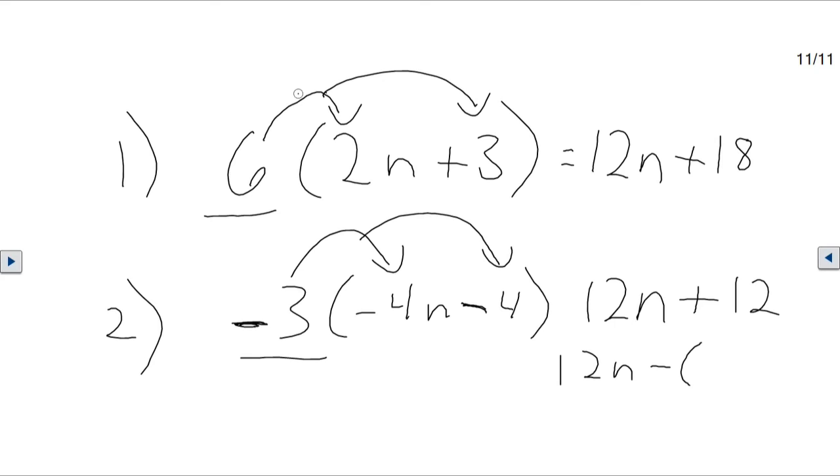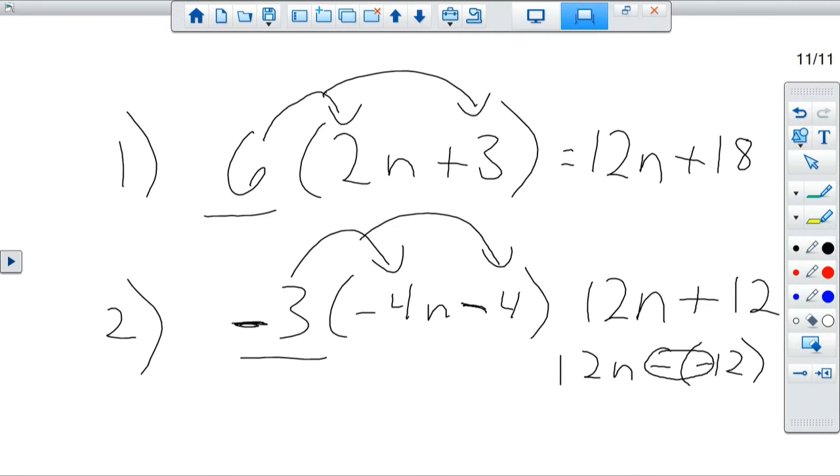Okay, if you ended up with 12n minus negative 12, again, let's just remember that we want to be able to simplify, right? If you have a minus a negative, let's go ahead and simplify that to plus a positive, and write your answer as 12n plus 12 on that one.